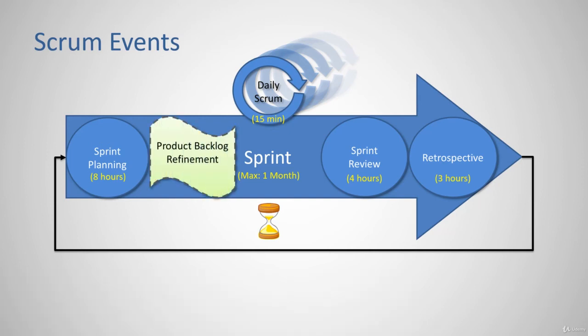The backlog refinement is not an event. It is an ongoing activity that the Scrum team decides when to do inside sprints. The backlog refinement has no time box, but it is expected to not use more than 10% of the development team's capacity.